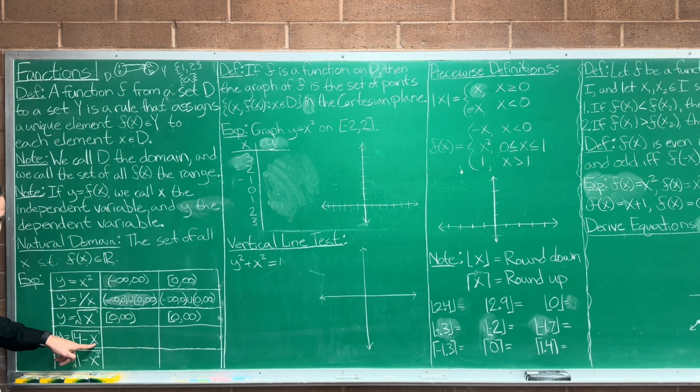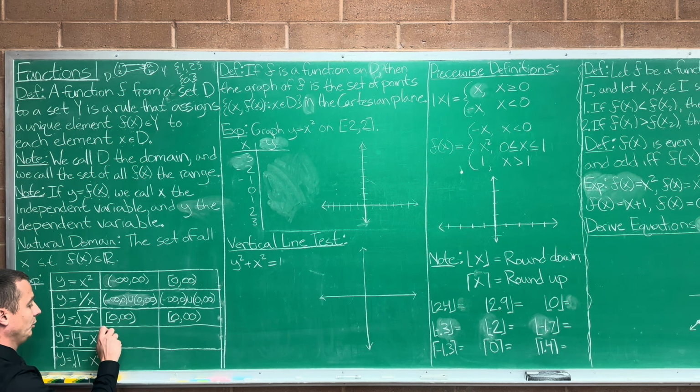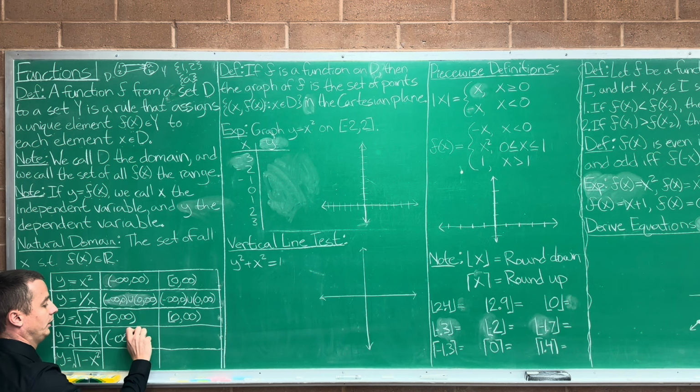Can you plug in 10? No. Can you plug in 100? No. What about if you plug in 0? That works. 4 minus 0 is 4, square root of 4 is 2. That works. So anything below 4. Can I plug in 4? Yes. Anything that's 4 or less works. So we can plug in everything from negative infinity up to and including 4.